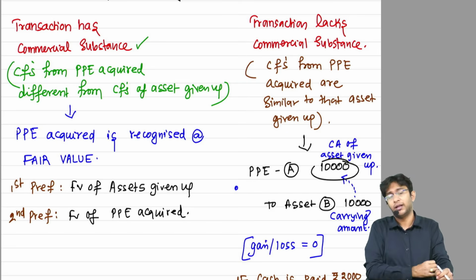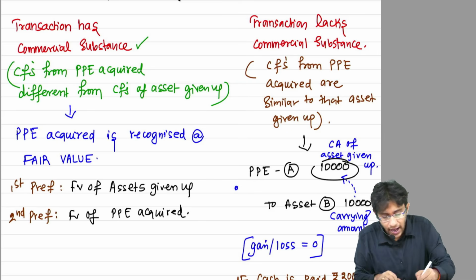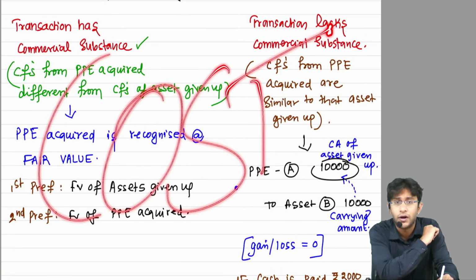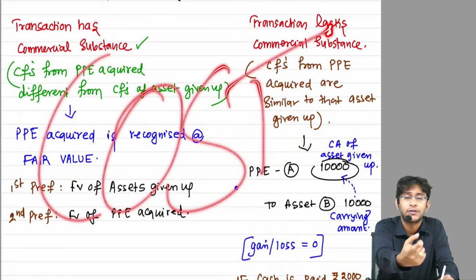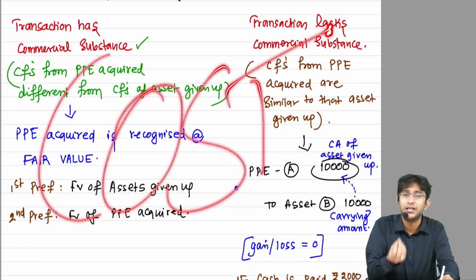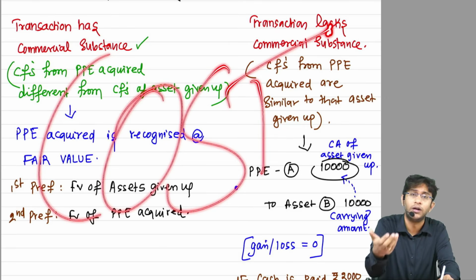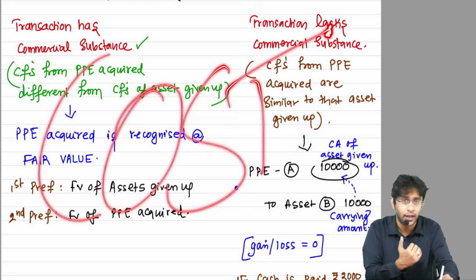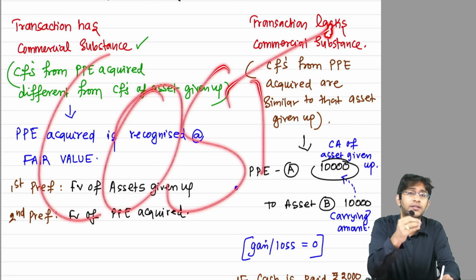The reason for that is initial recognition, as discussed earlier, should be done at cost. What is the meaning of cost? What I pay is cost. What did I pay? I gave up machine B. So machine B's market value. Had you sold it outside, you would have gotten some 12,000 rupees. Instead of selling outside, you exchange machine B for acquiring machine A. So indirectly the cost of machine A is 12,000.